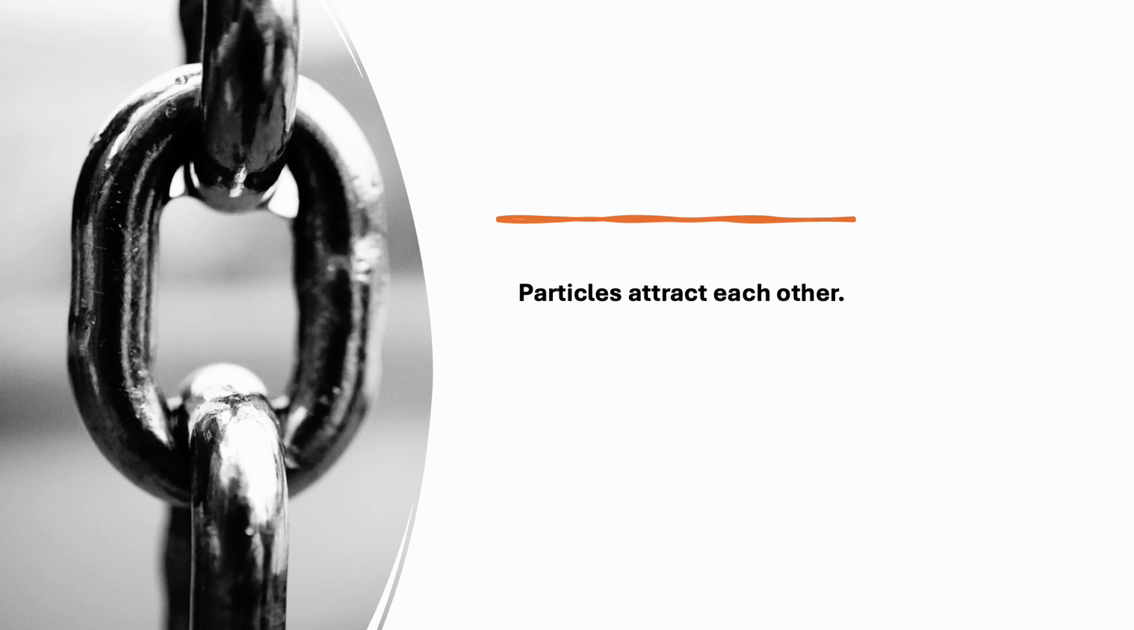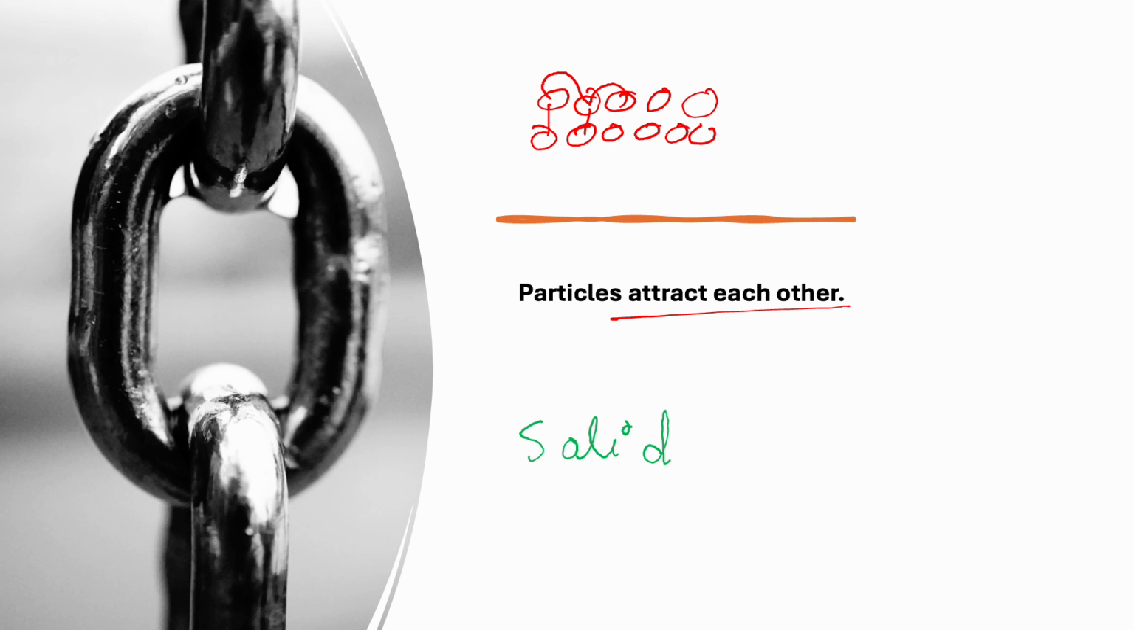The second property of matter, or we can say the second property of particles, is that particles attract each other. Meaning, let's say these are the particles of a solid. They are present at one place because they have some kind of attractive force between them. That's why they are there. And this attractive force is more in solid compared to liquid compared to gas. So it's maximum in solid and least in gas.